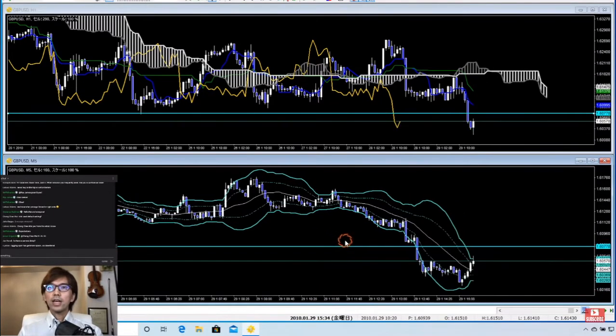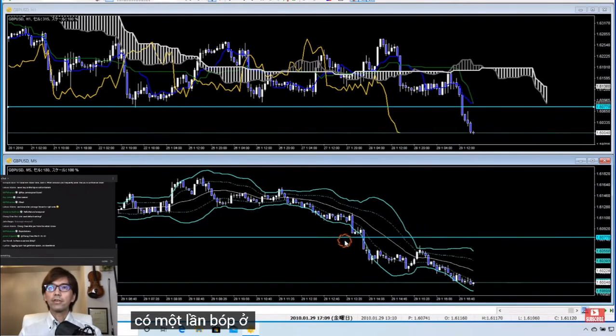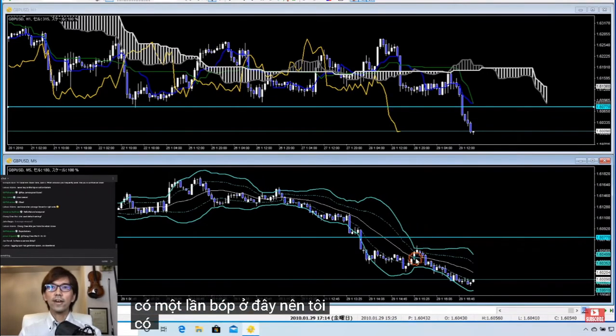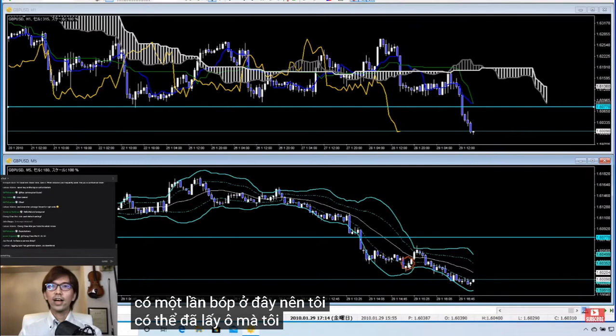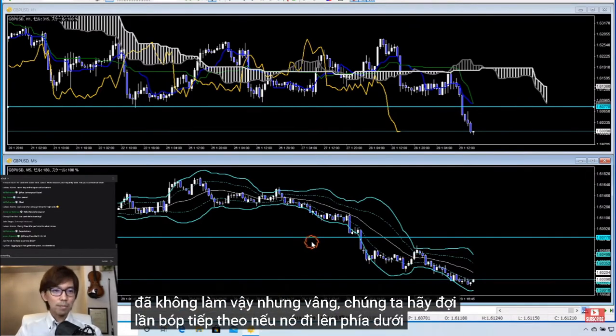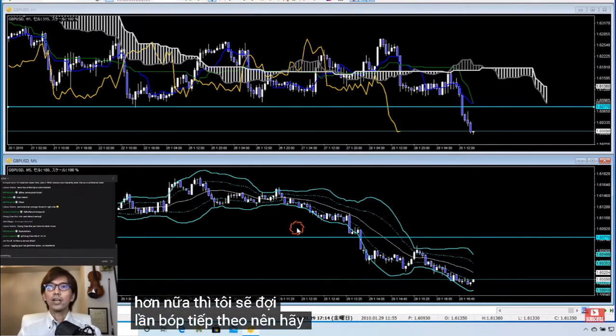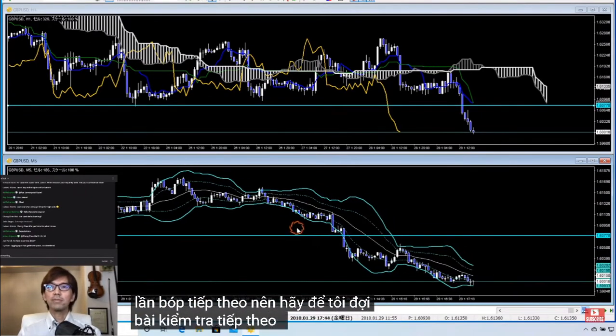Alright, so it's coming back up a little bit. Oh yeah, so there was a squeeze here, so I could have taken a sell. I just didn't, but yeah, let's just wait for the next squeeze. If it goes downwards further, then I will just wait for the next squeeze. So let me just wait for the next squeeze to come.